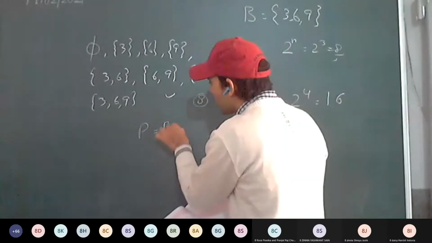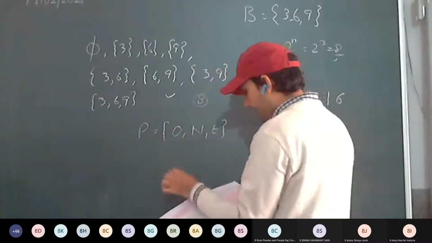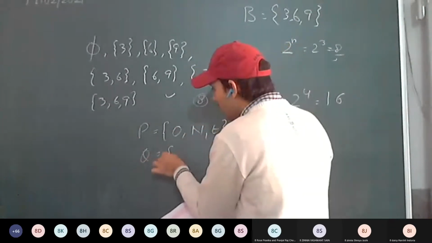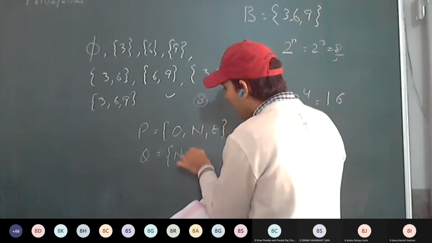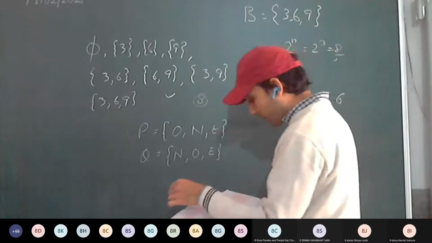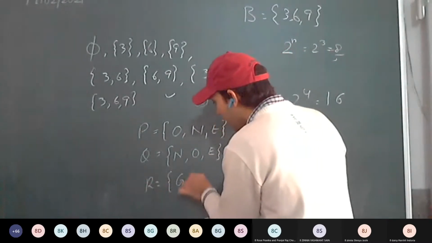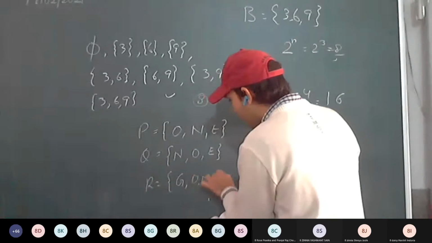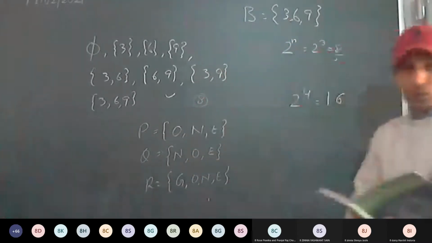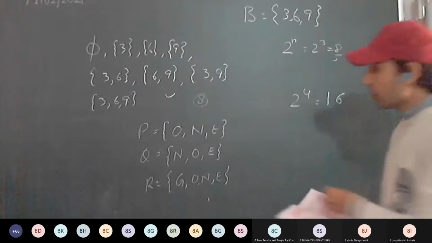P equal to set how much? O, N, E. Q equal to N, O, N, E, elements do not repeat. And R equal to Z, O, N, E. Now you do it yourself. You can do this question.